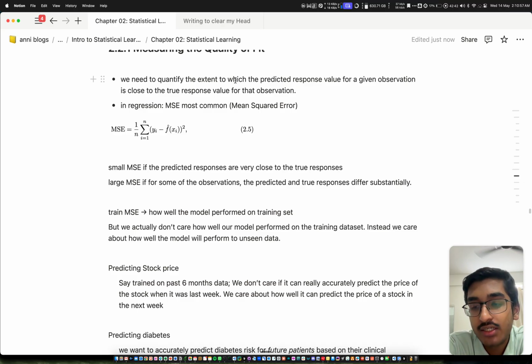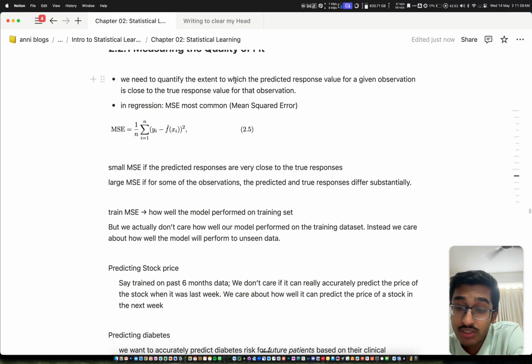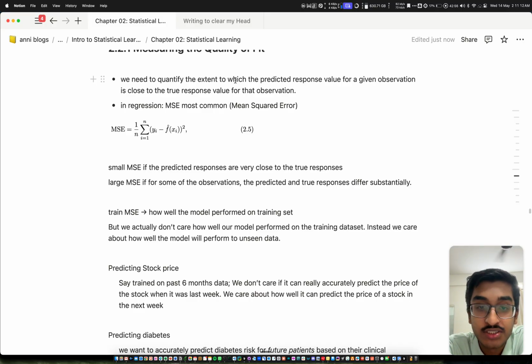Now, why do you square it? You square it so that it's a positive number. X squared is always positive. We saw from the graph earlier, and it's obvious. So the smaller the MSE, the closer your responses are to the true responses.